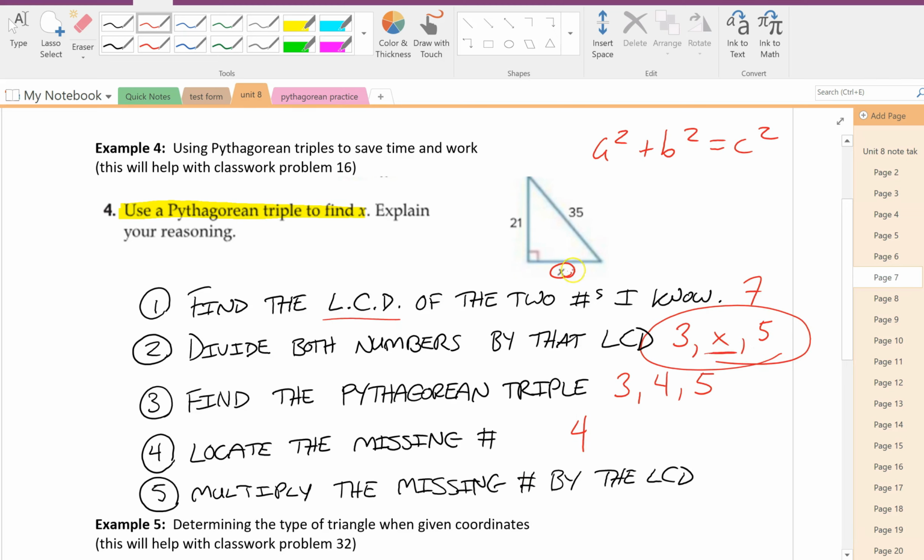So now to figure out what x up here actually is, in other words, how long that side is, I'm going to multiply this missing number by the lowest common denominator, which I found up here. So I'm going to have 4 times 7, which is 28. So x here would be 28.